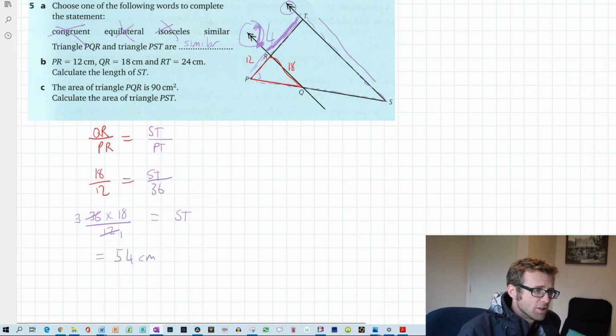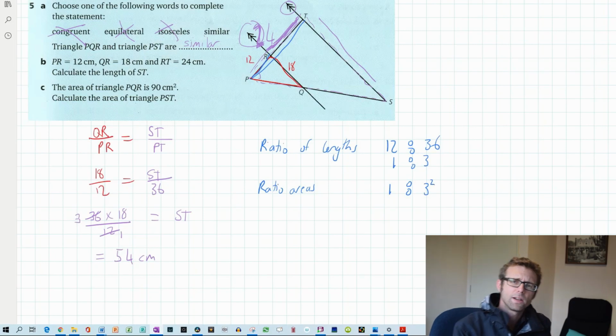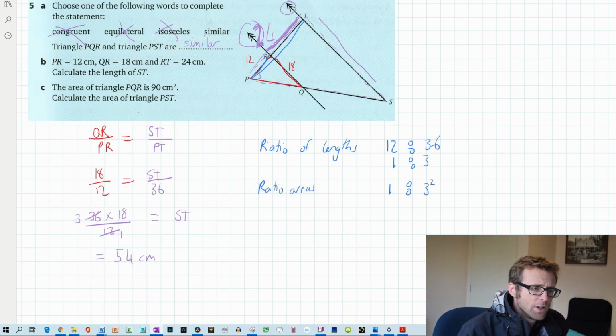Now the final section in this question is asking me to find the area of PST. Now, what we want to do is first of all find the ratio of lengths. Okay, now to find the ratio of lengths, we see that PR is 12 and PT is 36. So we've got a 1 to 3 ratio. Now we know that the ratio of areas is going to therefore be 1 to 3 squared. Now you might be wondering, why is it 1 to 3 squared? And it's very simple really.